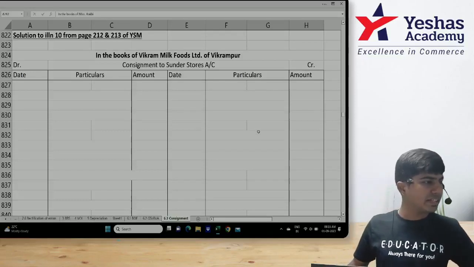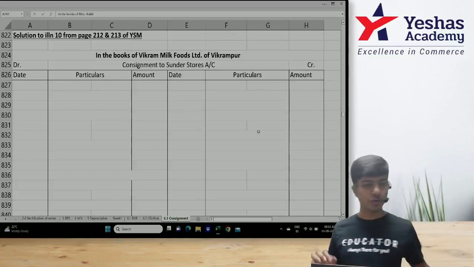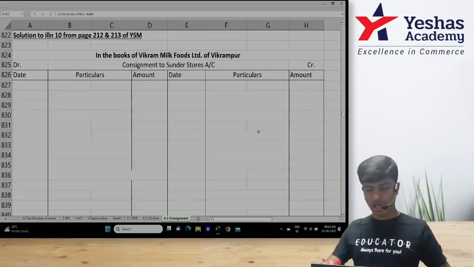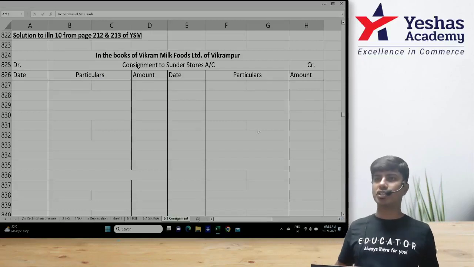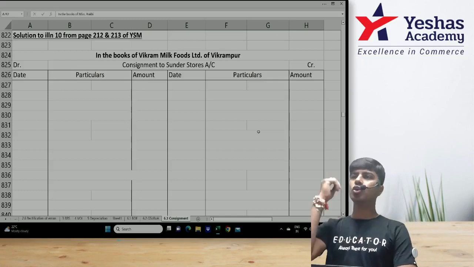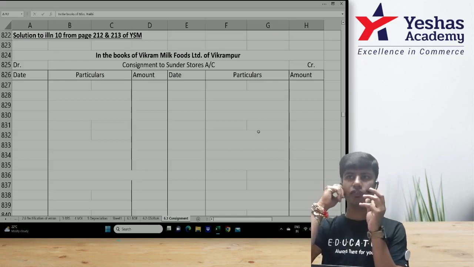We'll quickly revise the topic of consignment before we do the remaining problems of this topic. So the objective for the day is to complete the chapter of consignment. Today we will be completing the chapter of consignment.